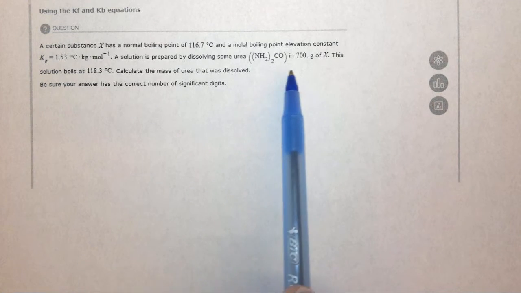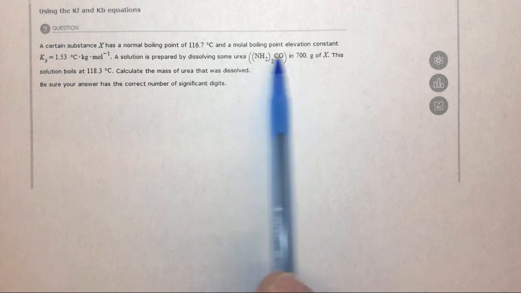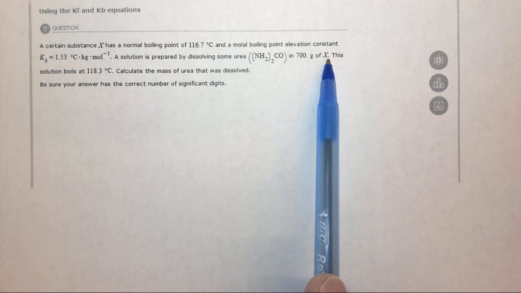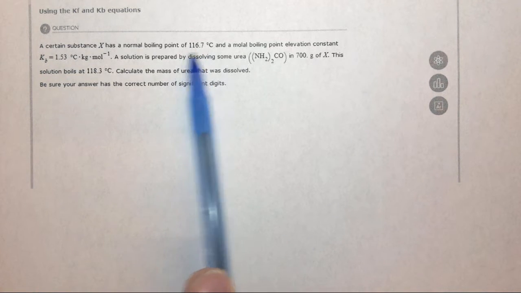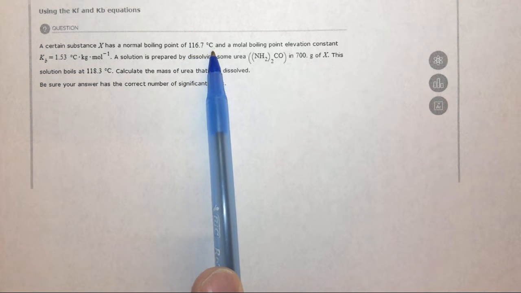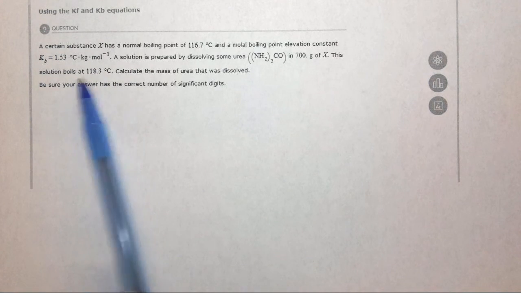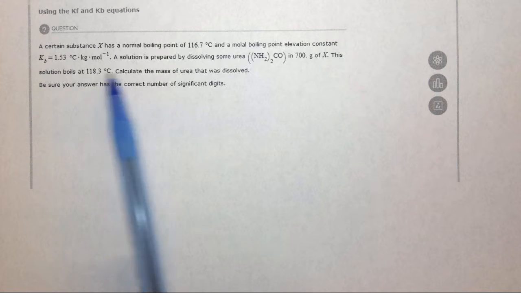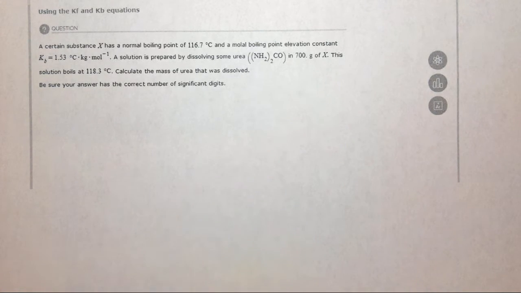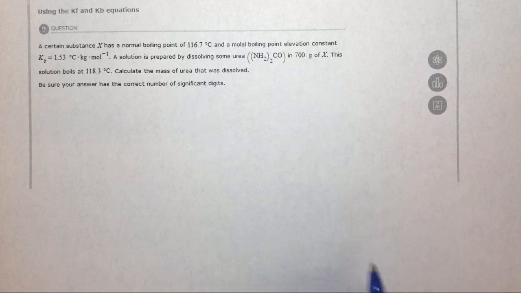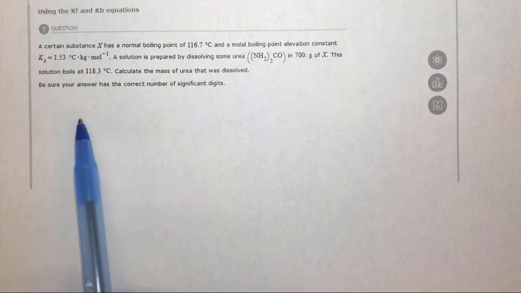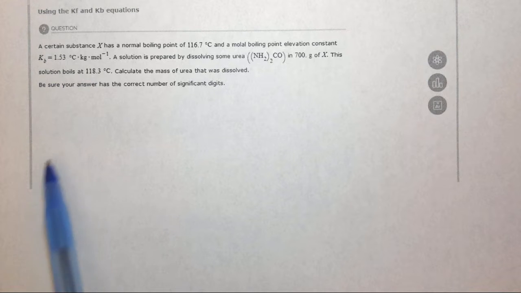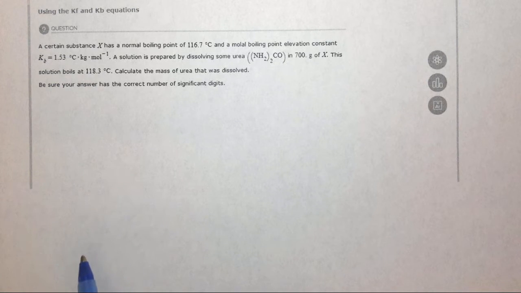So essentially, we dissolve some amount of this substance in 700 grams of X. The original boiling point was 116.7 degrees C, but now that we have some solute dissolved, the boiling point is 118.3 degrees C. And it wants to know what mass of this is in this 700 grams of this X, whatever the solvent is. So that's basically what we're going to do. Essentially, this can be done many ways, but I suggest doing it as a two-part problem.